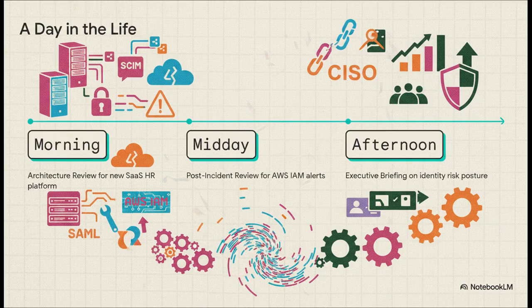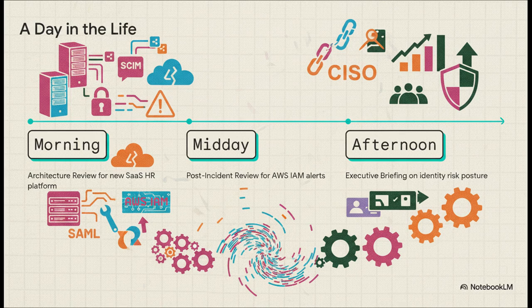Let's ground all this theory in reality, though. What does a typical day actually look like? Well, in the morning, you might be running an architecture review for a brand new SaaS HR platform. You're digging into its SCIM capabilities for automated user provisioning, checking SAML for secure authentication, just making sure it meets zero trust standards. Then midday, you're jumping into a post-incident review for an AWS IAM access alert, trying to figure out how a developer misconfigured a pre-commit hook.